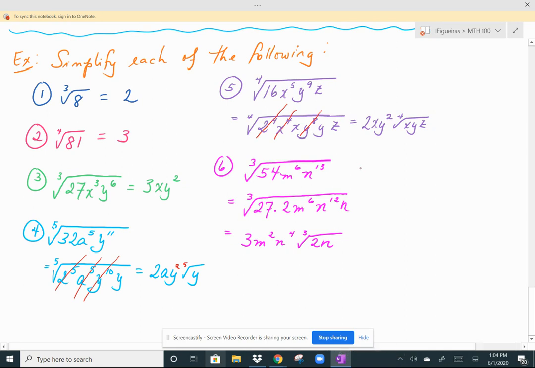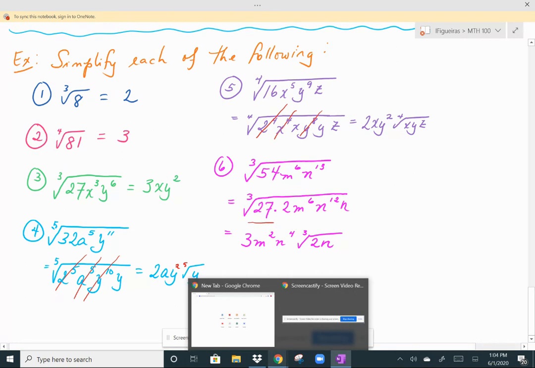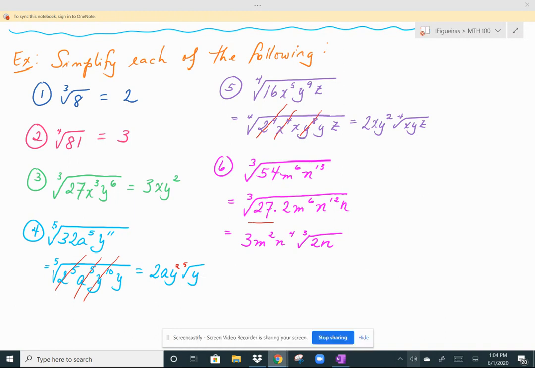Okay, here's another cube root problem. I have the cube root of 54, m to the 6th, n to the 13th. Okay, so 54 is not a perfect cube, but 54 can get rewritten as 27 times 2. And the reason why we like 27 and 2 is because 27 is a perfect cube. M to the 6th is a perfect cube, and we know that because the 6 is divisible by 3. But we do have to break down n to the 13th as n to the 12th times n, so that my exponent is divisible by 3.